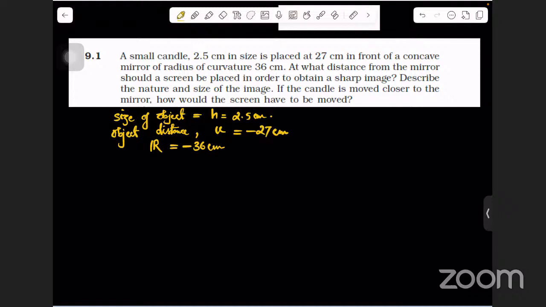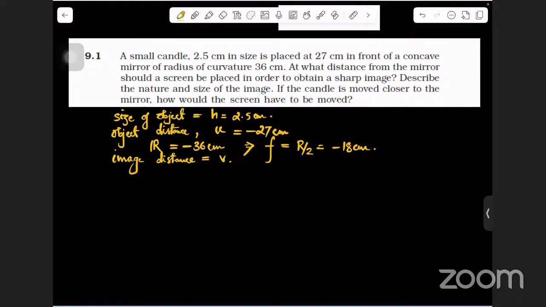It's very obvious that we have to apply the mirror formula here, and for that we need the focal length. We have the radius of curvature, and from that we can deduce the focal length as R upon 2, which is minus 18 centimeters. Let's say the image distance is v. The image distance, by popular convention, we will write as v.